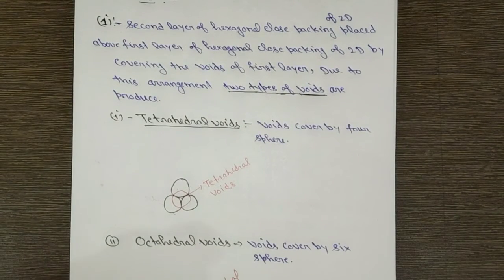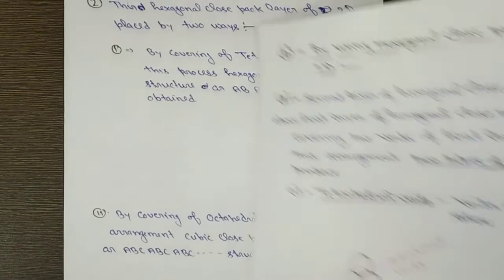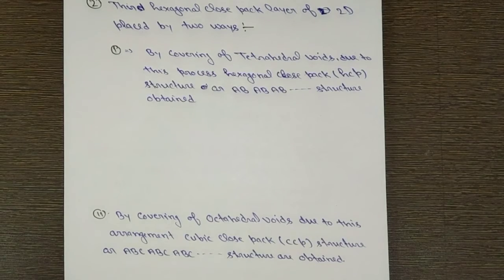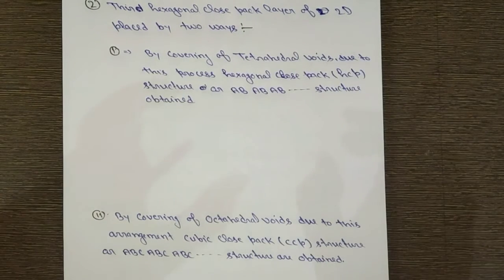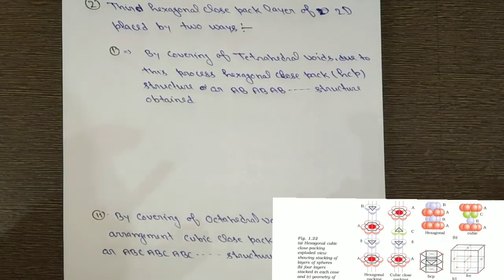Here again, the third layer is placed in 2 ways. The third layer of the hexagonal close packing of 2 dimensions is placed in 2 ways. First way, by covering the tetrahedral voids. When the second layer is placed above the first layer, 2 types of voids are produced: first, octahedral voids; second, tetrahedral voids. Then the third layer is placed in 2 ways.